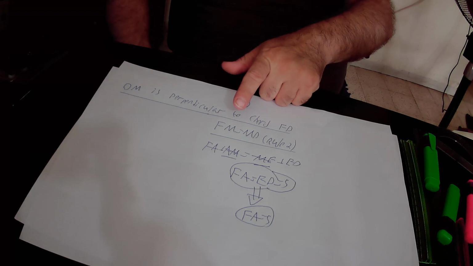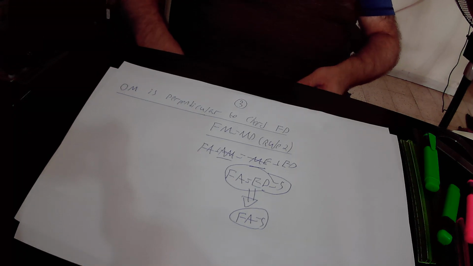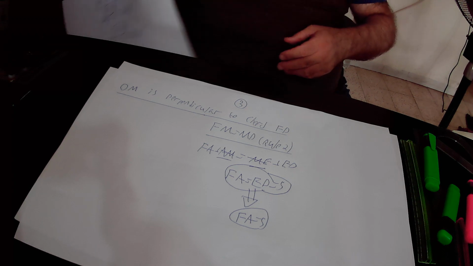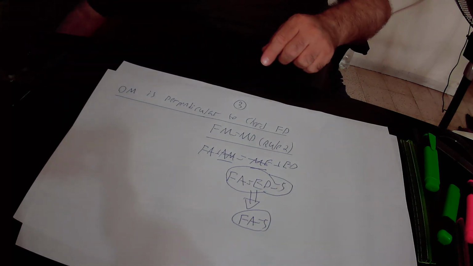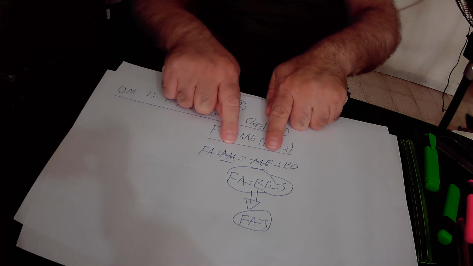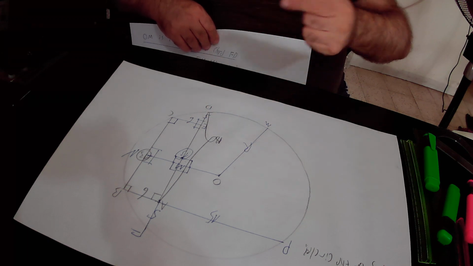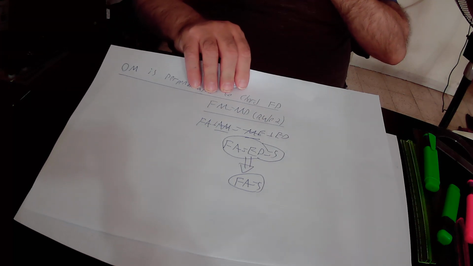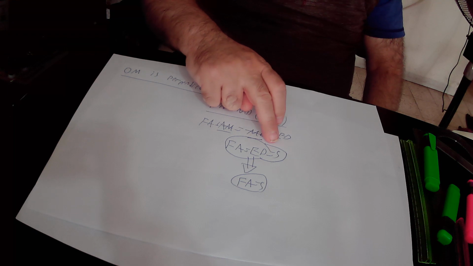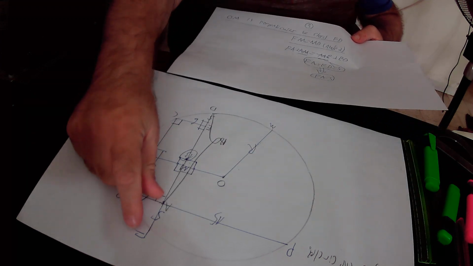So in conclusion, we found out that FA plus AM equals ME plus ED. But we have already found out that AM equals ME. So we can cancel out AM and ME in this equation because they are equal to each other. We are left only with FA equal to ED. But we have already found out that ED equals 5 units. And from this equation, FA equals ED equals 5, we derive that FA also equals 5 units.